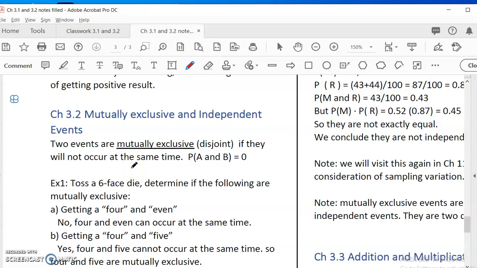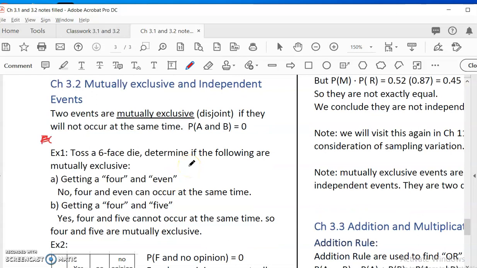If I pick a card, can I have the card being a 3 and a 4? No, not possible. But the card being a 3 and a red card, that is possible, right? So that is not mutually exclusive. But I think I have this example here instead of writing it down.